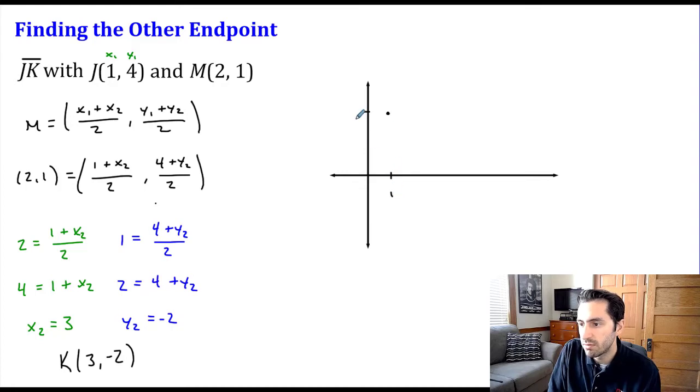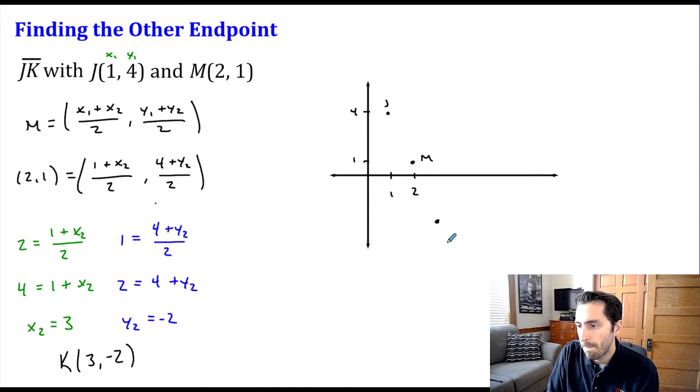We'll say this is 1, and this is 4, so then this is point J. And then our midpoint is at (2, 1). So over here at 2, and then here at 1. So here's the midpoint. Now let's think about this a little bit. If J is one of the endpoints, M is in the middle, so from J to M, that's halfway. To get to my other endpoint, it's going to be over here somewhere.